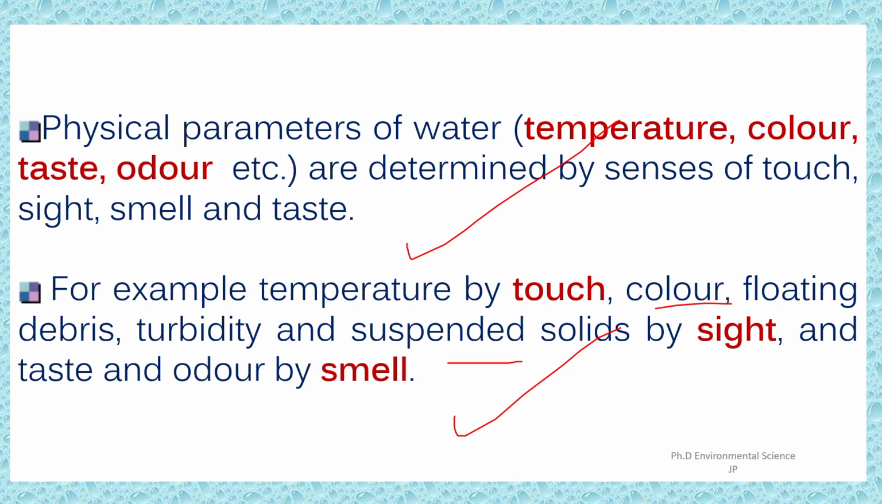Taste and odor. Both taste and odor are assessed using the sense of smell. Water might taste or smell different due to dissolved gases, organic matter, or chemicals present in it. Common examples include chlorine taste from disinfection or a musty odor from algae or organic decay.